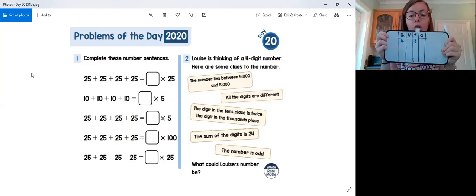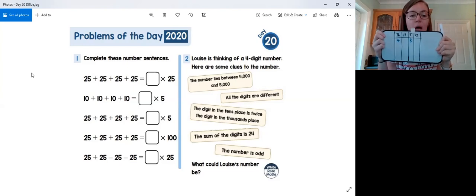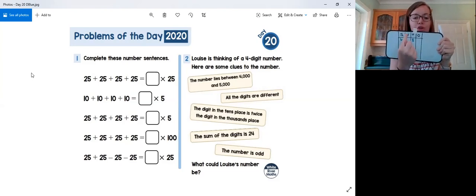Okay, the sum of the digits is 24. Can you remember what that word sum means? It means the added total. So when you add each of these digits together, so 4 plus something plus 8 plus something, it will equal 24. So we have 2 of the parts. How can we figure out the other 2 parts?